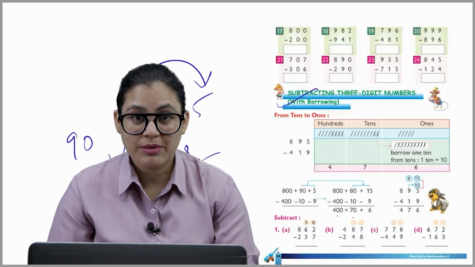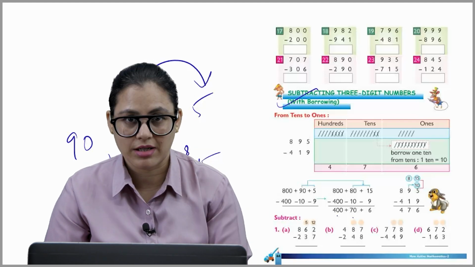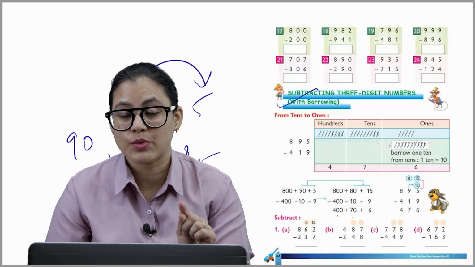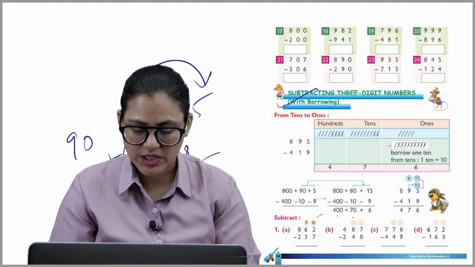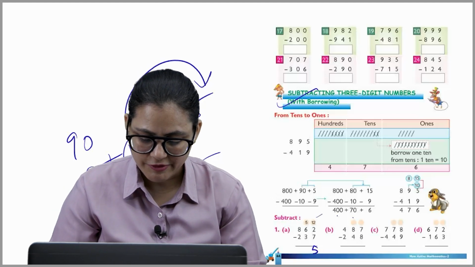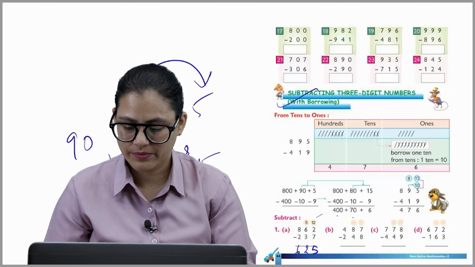Now, subtract 2 minus 7. We cannot subtract 7 from 2. So, what will we do? We will borrow from the digit which is at the tens place. So, it has become 12 and it has become 5. 12 minus 7 is 5, 5 minus 3 is 2 and 8 minus 2 is 6, right?